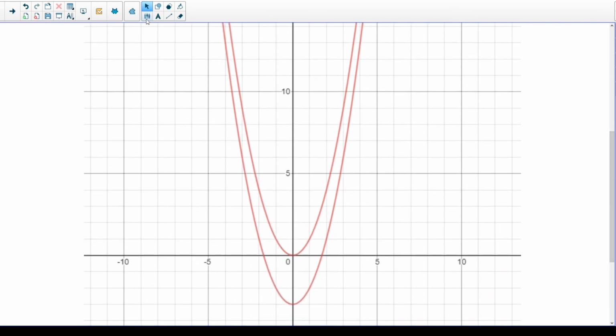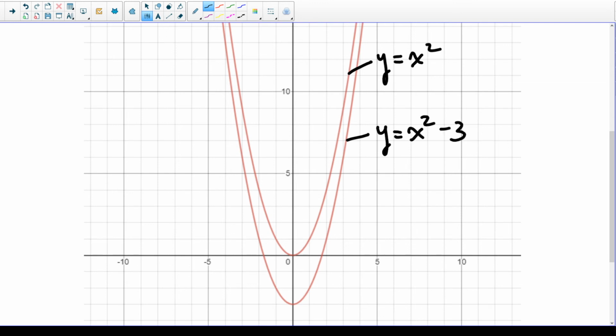Okay, so I'm going to label these two parabolas here, so this will be in your notes as well. So this parabola here is y is equal to x squared. This parabola here is y is equal to x squared minus 3. And what I want to do is show you, and I'm going to try to follow along this parabola. Oh, this is really hard to do. Maybe I won't be able to do this. I'll do it in segments like this.